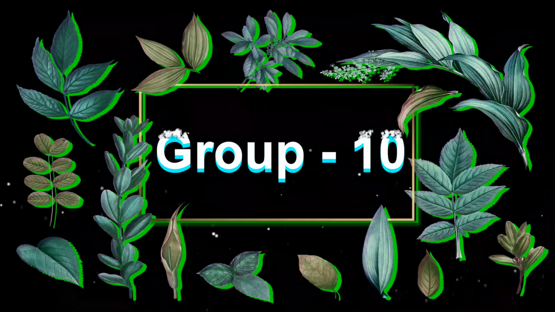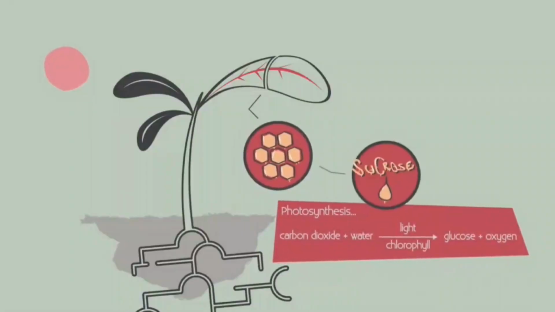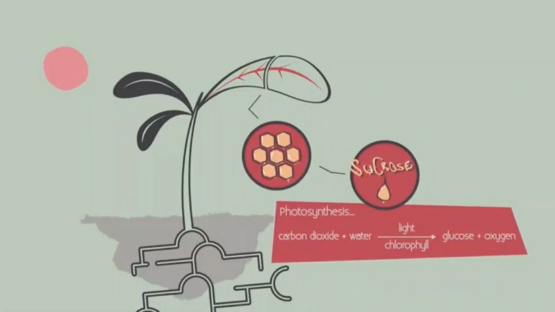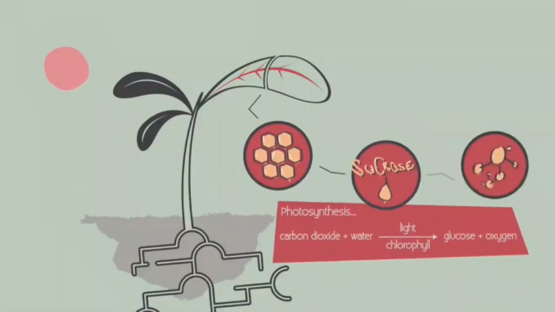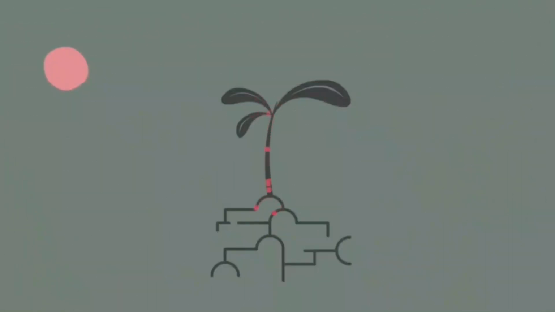Let's move on to the theoretical aspects. Glucose is made in the leaves by photosynthesis. Glucose is converted into sucrose in the leaves, which then enters the phloem vessels as do amino acids. They then need to be transported around the plant to every single cell.